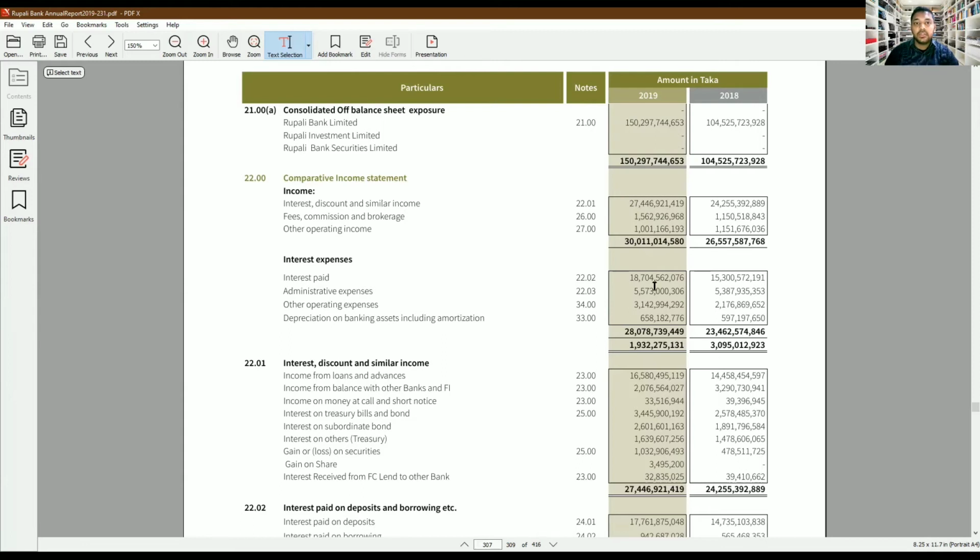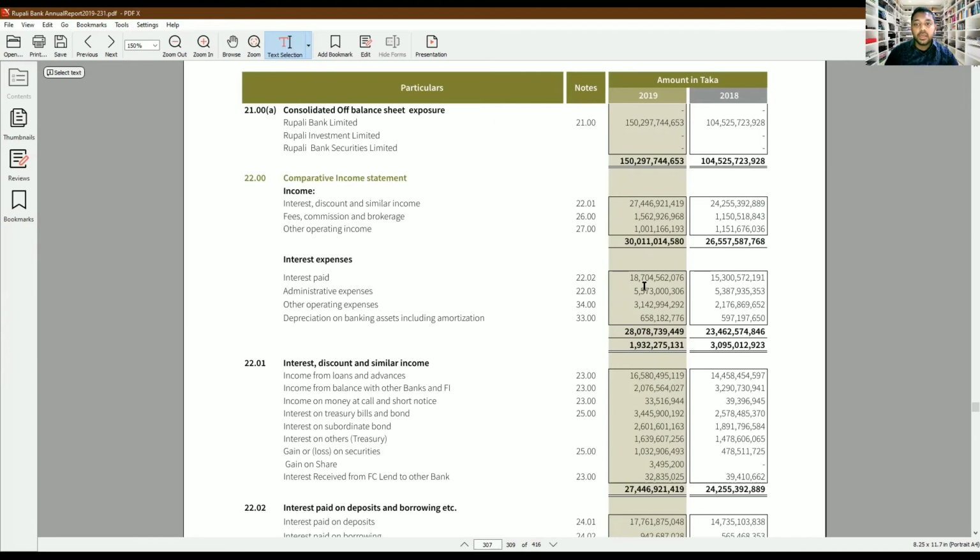Now there are various questions about whether it is good for the bank or not. It basically depends on the rate at which it rose. For example, in 2018 it was 15 billion. Now in 2019 it is 18 billion. It rose by almost 3 billion. So in this context, it is not that much of a rise. So I don't think that it is concerning for the bank.